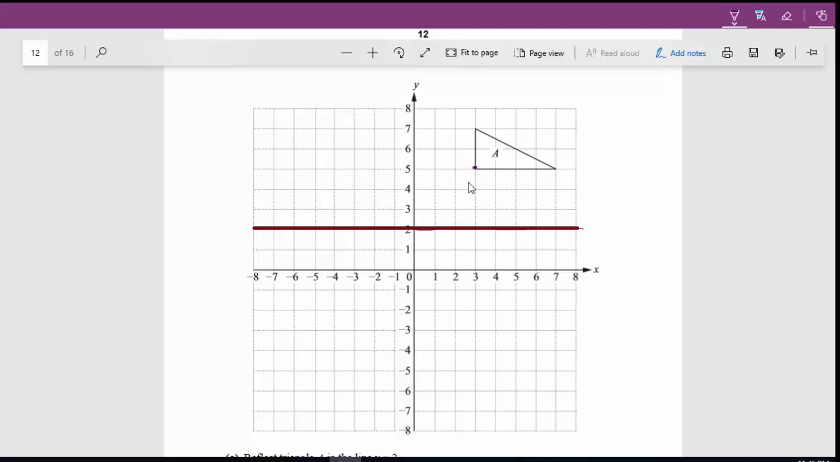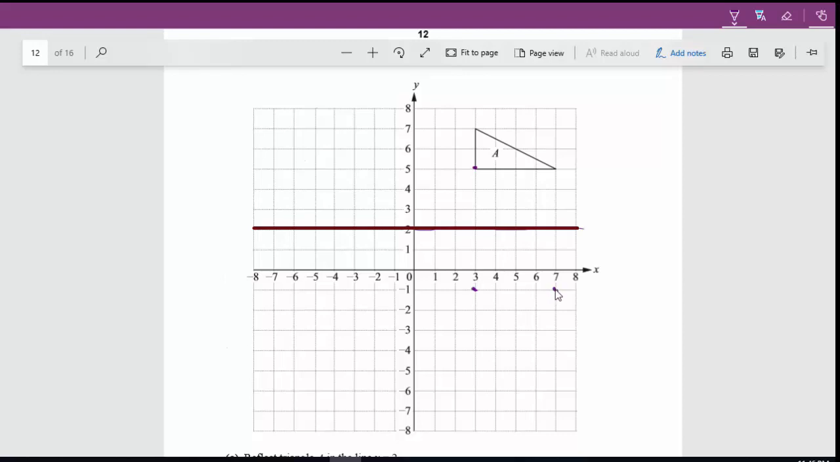I see this method is the easiest. This point is 3 steps away from the mirror line. So on the other side of the mirror line, count 3 steps: 1, 2, 3. Plot the point down. Now, this point is 4 steps away from this one. So we need 4 steps from here to there.